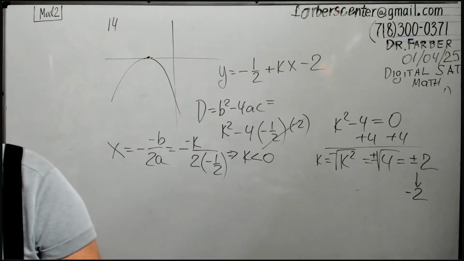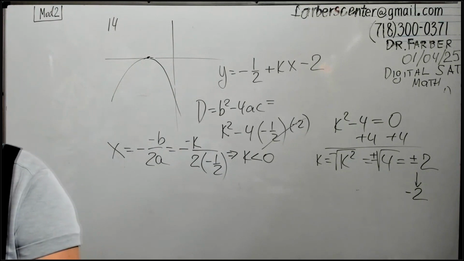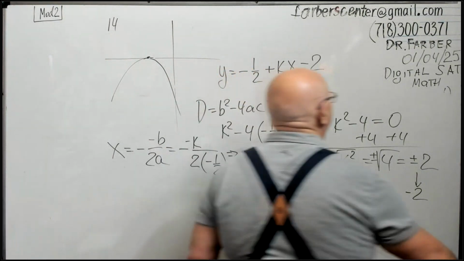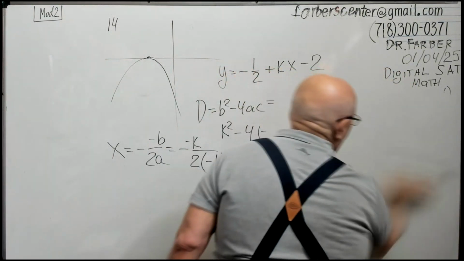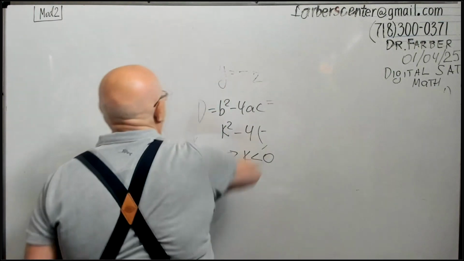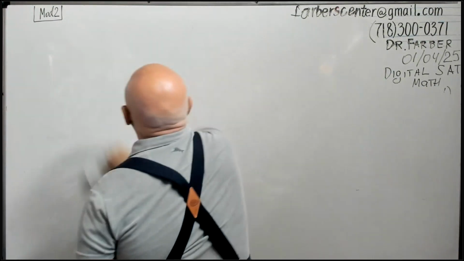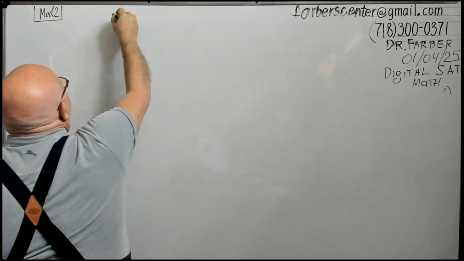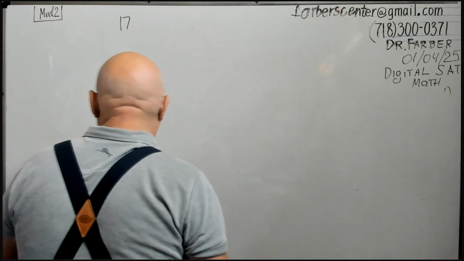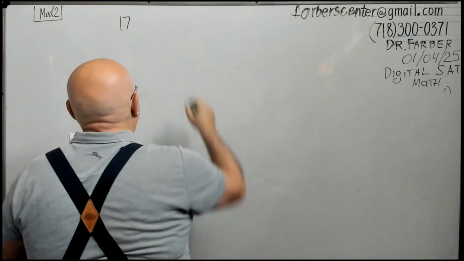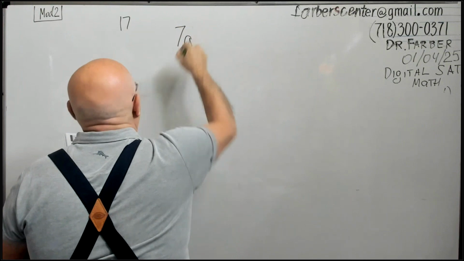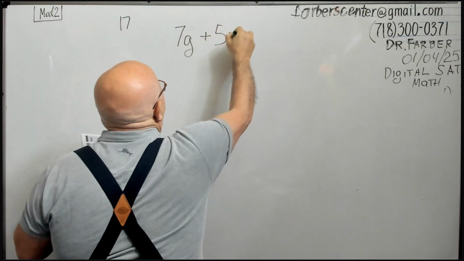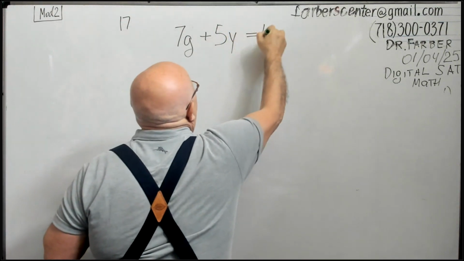Looking where you have more students. Number 17, probability. What do we have? We have 7 green and 5 yellow. So 12 total.